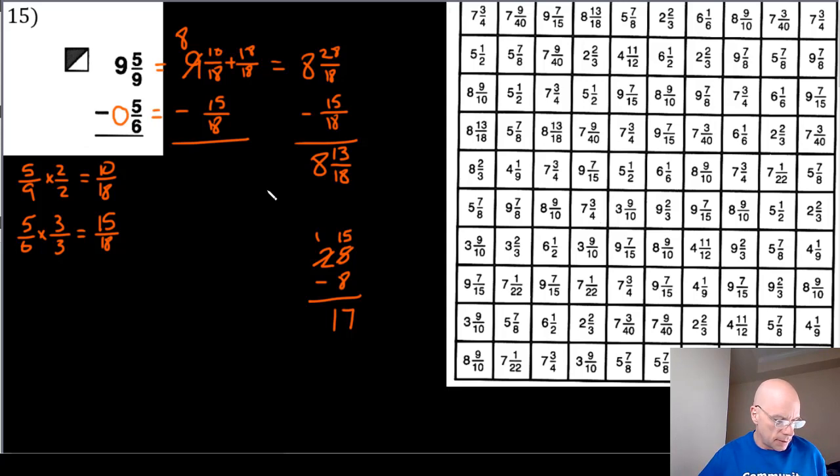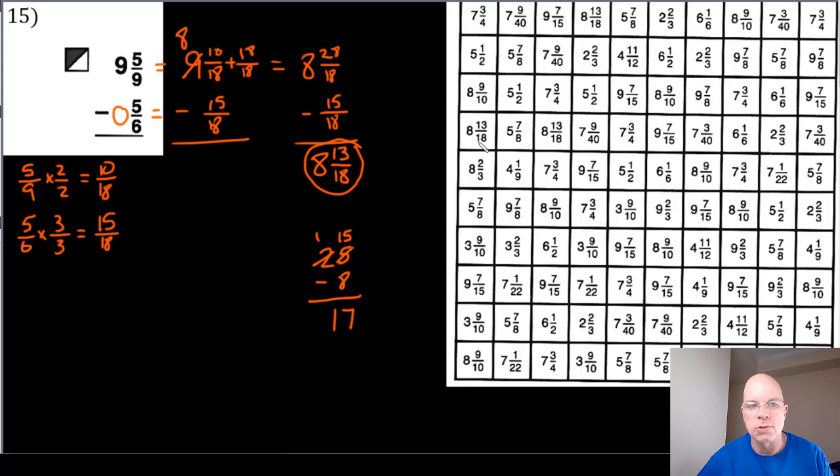I'm thinking I did something wrong, but no, I guess not. For some reason, I thought this fractional part needed to be simplified in this problem, but it does not, because 13, of course, is prime. So the only factors of 13 are 1 and 13, and 13 is not a factor of 18 because 18 is not a multiple of 13. And so 8 and 13 18ths is the simplest form of this mixed number. And when I look over here, I see one right away. So that gives me confidence that I have the correct difference.